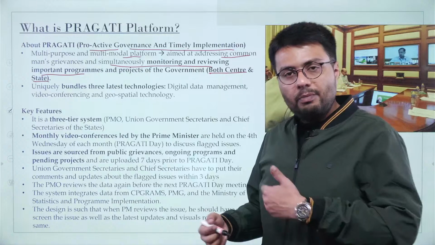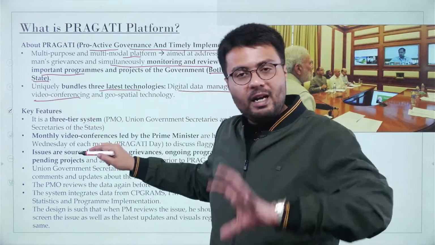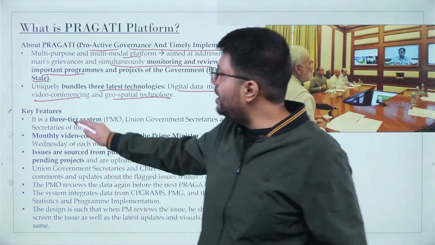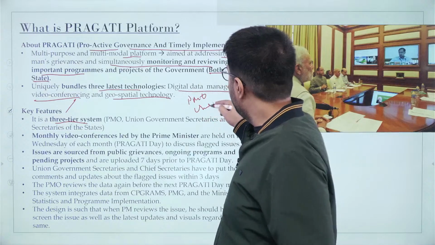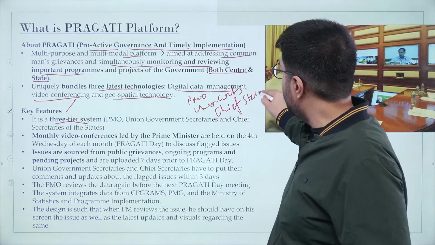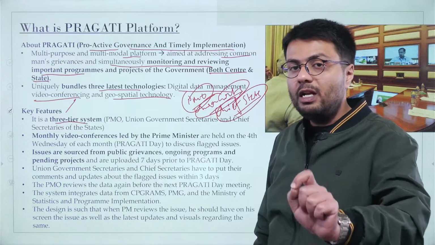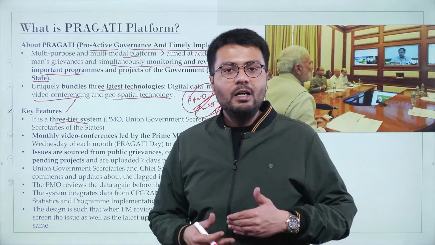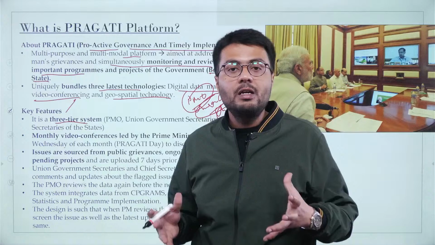Now, this platform bundles three latest technologies: digital data management, video conferencing for better interaction, as well as geospatial technology to assess the impact on the ground. Now, what are the features of this platform? It has a three-tiered scheme: the PMO at the apex level, union government secretaries at the second level, and chief secretaries of respective states at the third level. All these three groups sit together and monitor individual infrastructural projects. The purpose of this monitoring is to expedite the execution, because the earlier you can construct any infrastructure project, the earlier the benefits of it will be available to people.